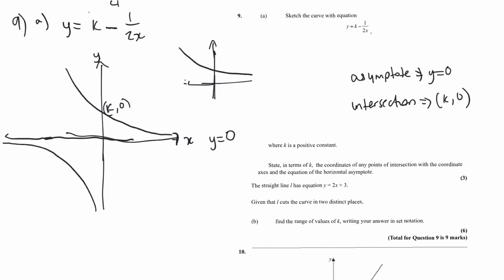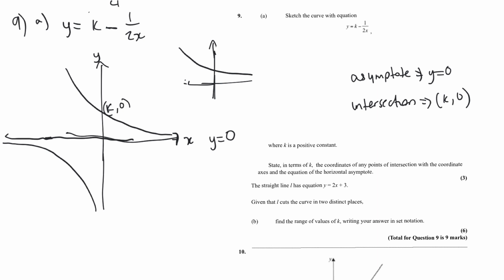Then it says the straight line L has an equation y equals 2x plus 3, and it says given that L cuts the curve in two distinct places, find the range of values of k, writing your answer in set notation.